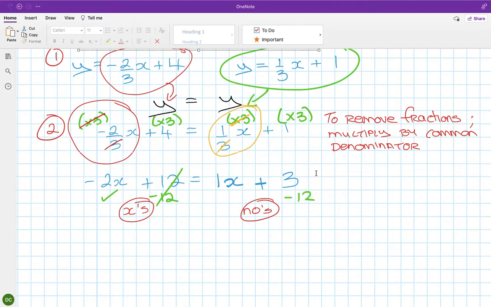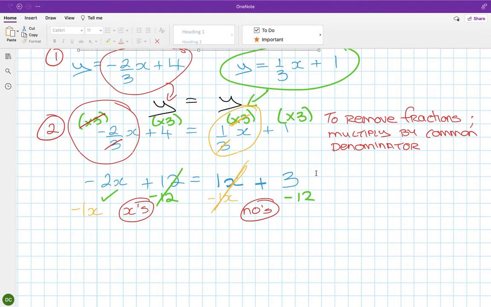Then we hop over the equals to the number side. So I have 1x here on the number side, which shouldn't be there. So I'm going to go minus 1x, and that will cancel that out, and then minus 1x over here. And then the plus 3 is fine.